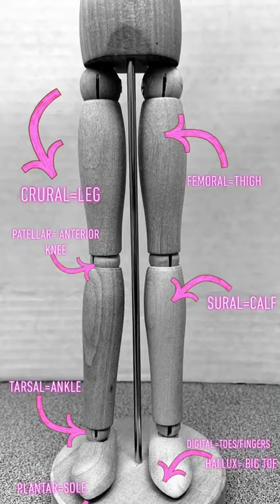the tarsal is the ankle, the plantar is the sole, the femoral is the thigh, the sural is the calf, and the digital is the toes, and the hallux is the big toe.